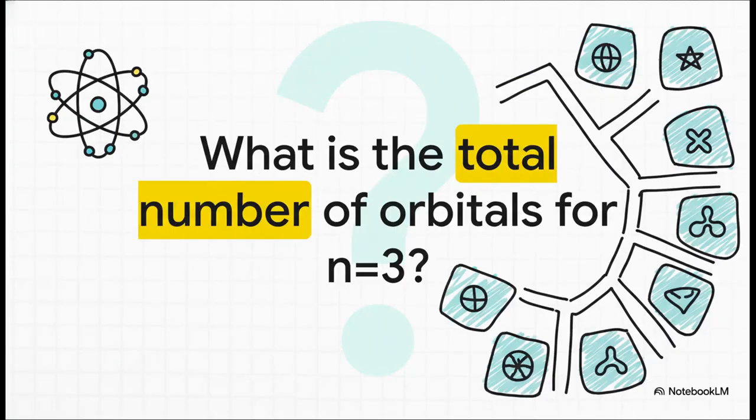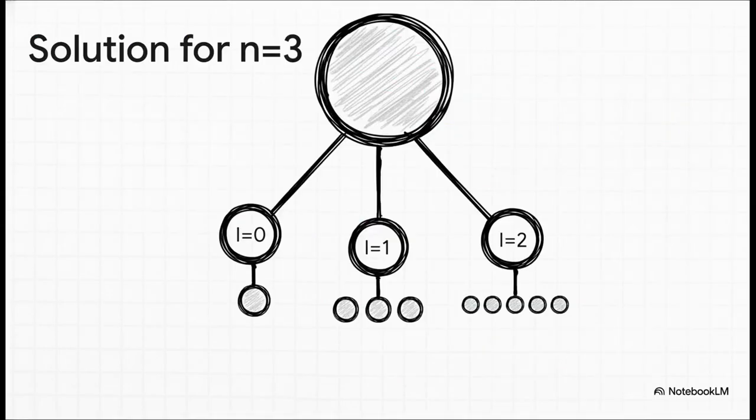So here's our puzzle. If we're looking at the third energy level, where n equals 3, how many individual orbitals, how many of those streets are there in total? We can figure this out just by using the rules we've already learned. Let's walk through it. Okay, first step. If n is 3, what can L be? Remember the rule? L can be any whole number from 0 up to n-1. So for n equals 3, L can be 0, 1, or 2. Easy enough. Now we just look at each of those L values.